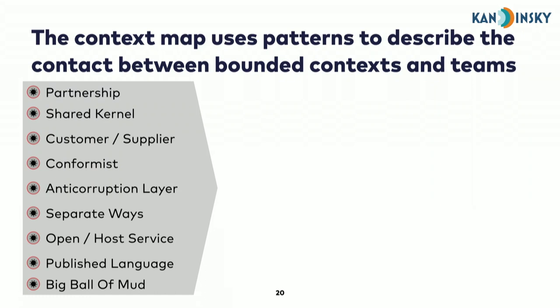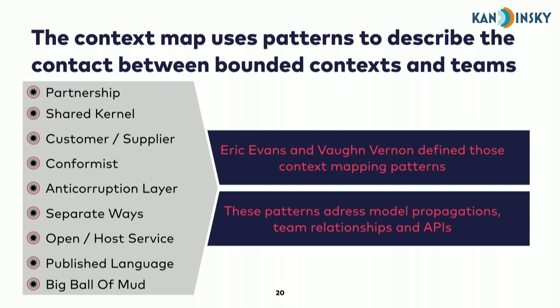Those patterns have been written down in the books by Eric Evans and Vaughan Vernon. Basically, Eric started with 7 patterns. Vaughan added another 2 to them. That's the big ball of mud and the partnership. Yeah, and the interesting thing is those patterns cover a very, very diverse set of those things that I've just been talking about. And now give me a chance to walk you through every single one of those patterns.